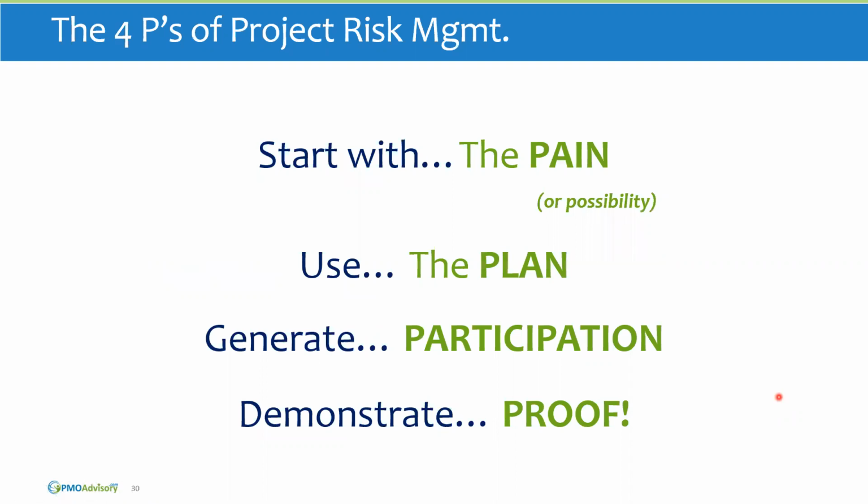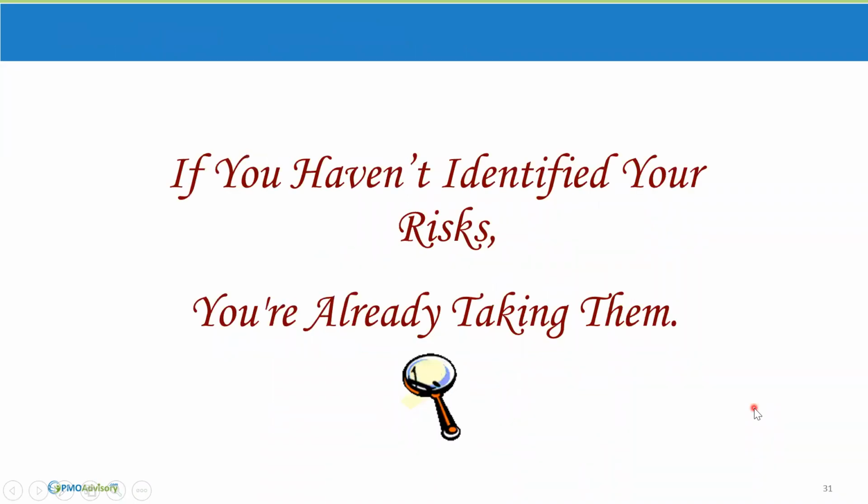Okay, so in summary, our 4 P's of project risk management: you want to start with the pain or the possibility, we want to use the plan, and we want to generate participation, particularly around that risk identification that needs to be done well, so all the other aspects of risk management can be done well. And then we want to demonstrate the proof. And I always like to say, if you haven't identified your risks, you're already taking them. So that's not good. You probably want to at least know the risks you're taking, right?